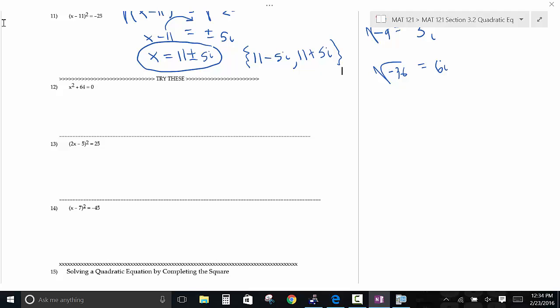Okay, the first thing you got to do on that is move the 64 to the other side. You got to isolate that square. So you start by having x squared equals negative 64. And you can take it from that point. That one, the square root of 64 is 8, so then you have plus or minus 8. You can use your calculator to help you a little bit with that too if you need to.